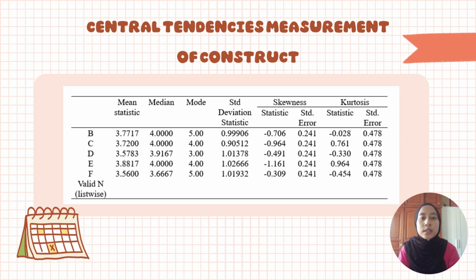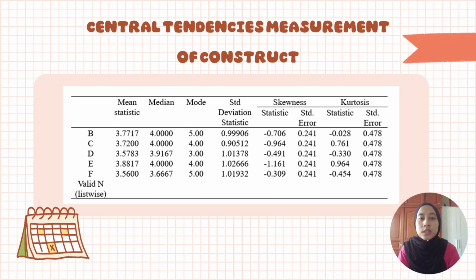Third, the mode value. The highest is technology and student academic performance, which is 5, and the lowest mode is interaction at 3, followed by mode and platform, which is 4. Fourth, the standard deviation. The highest value is platform, which is 1.02666, and the lowest is mode 0.90512, followed by technology and interaction, which is 0.9906 and 1.013788. Student academic performance is 1.01932.